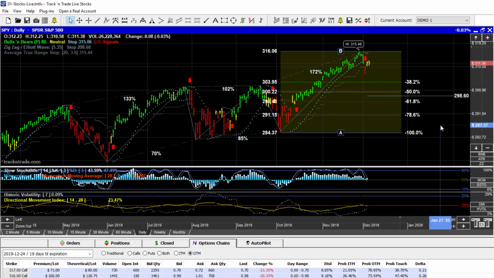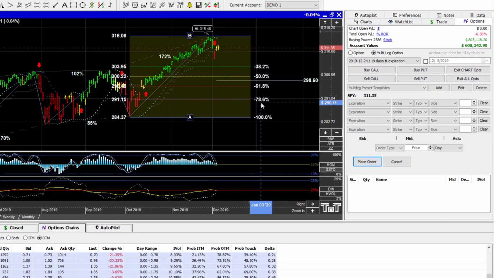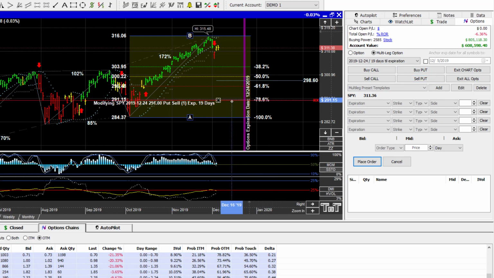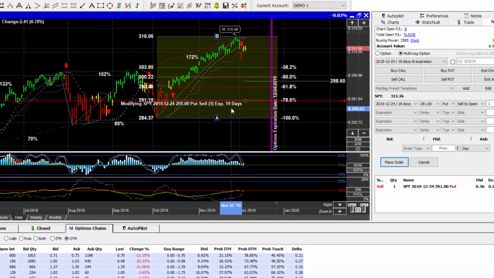So we're going to come in here, and I'm going to start placing some options on the screen. And we're just going to do a little math calculation here, and you can see the profit reward potential of putting some options on here and selling and taking some premium. So the first thing I want to do is identify that 78.6% level, and we're going to come in here with an option. We're going to sell a put, all right? So we're going to sell a put right at that level, and that's going to collect us some premium. And you can see over here that's going to be receive $55. And that's going to be in the next 19 days.